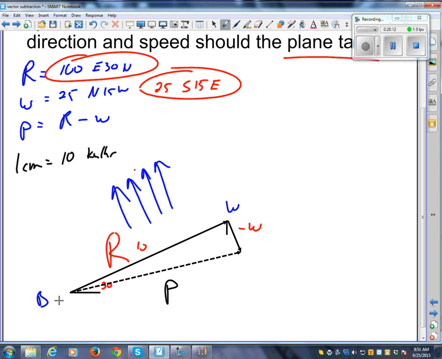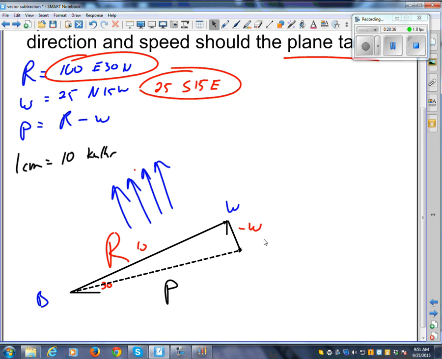If I fly straight to Winnipeg, I'm going to get blown off course. I have to fly into the wind. Right? I got to fly this way and let the wind do what? Push me there. Right? The wind is pushing me this way. So I have to fly into the wind. Resultant minus wind. Does that make sense?